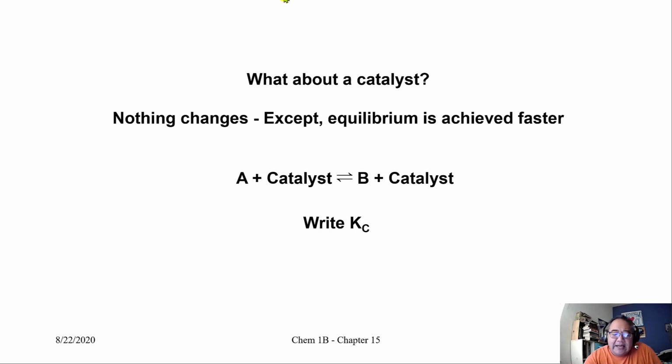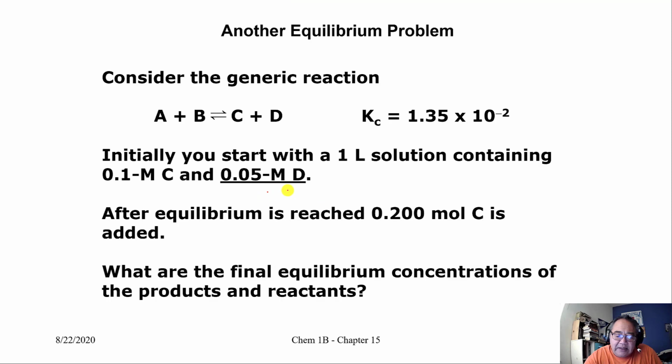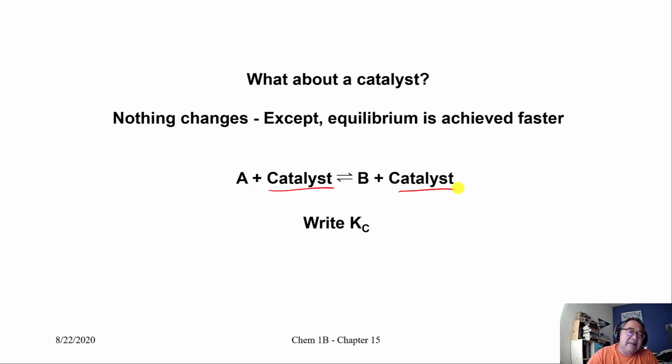When you write a reaction of a catalyst, you would write the catalyst as product and reactant. When you write Kc, it would just be B over A, like this. Because if you wrote the catalyst in there, it would cancel out. So a catalyst doesn't actually change the equilibrium concentration, it just speeds up how fast you get there.